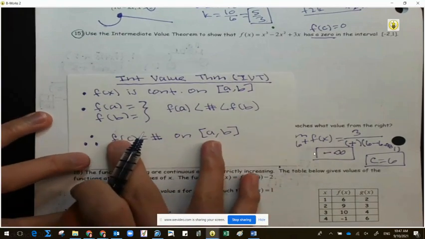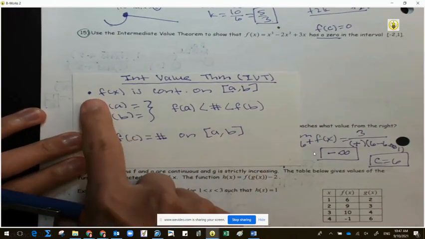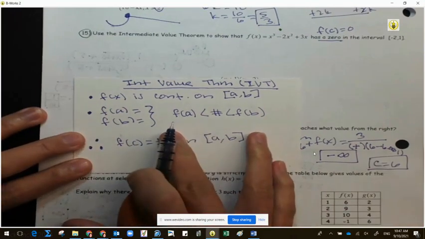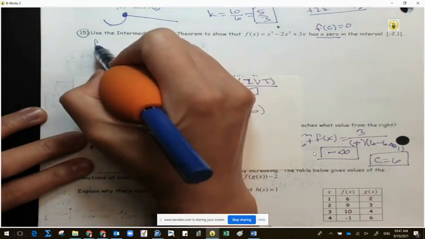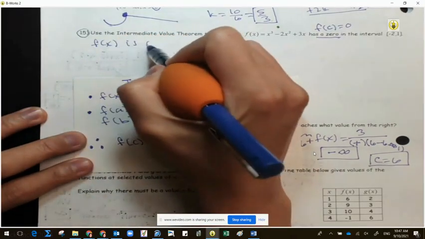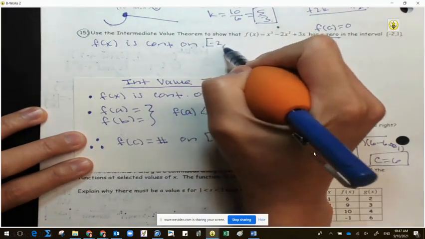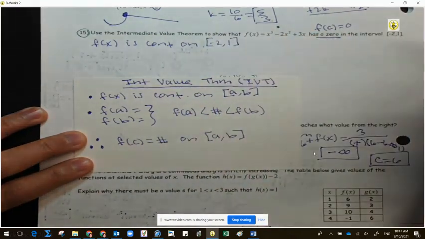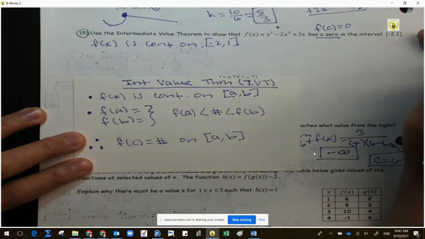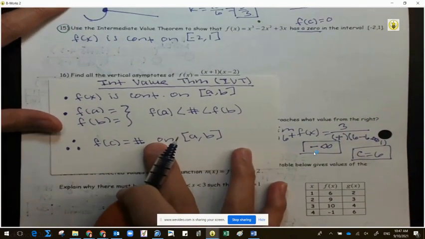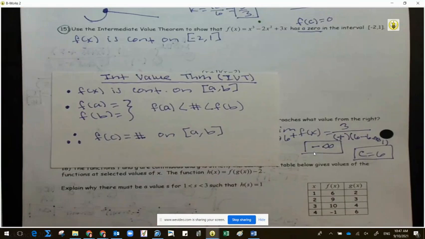So let's see if we can actually apply the theorem. The first thing that we have to mention is that it is continuous. Let's write out f of x is continuous on the interval given. I like to just copy what is given to us. If it's in interval notation, leave it in that. If it's in inequality form, leave it in that as well. So you're not changing anything.